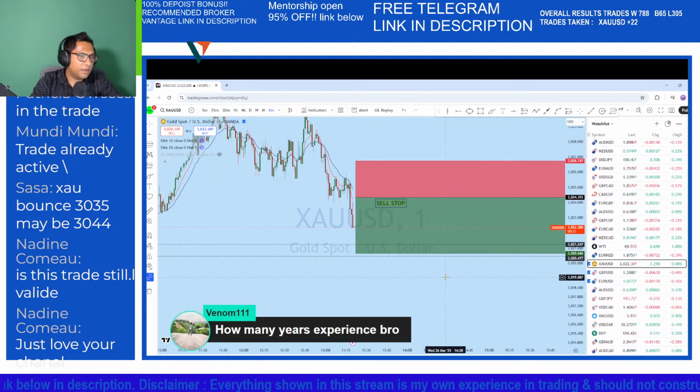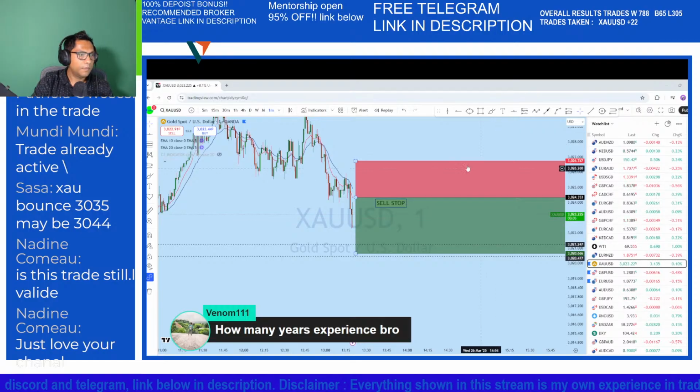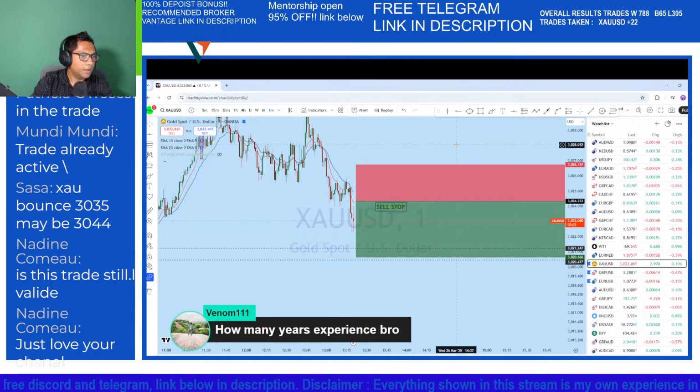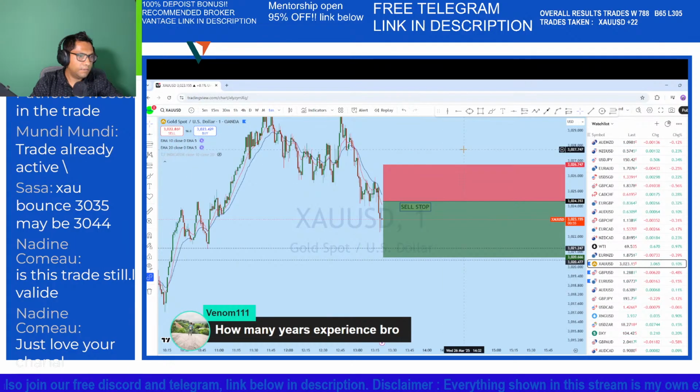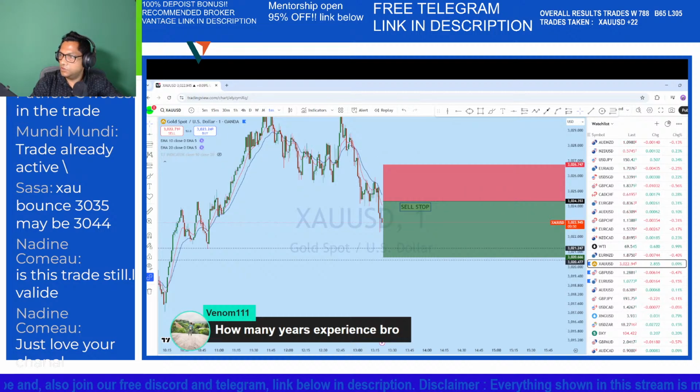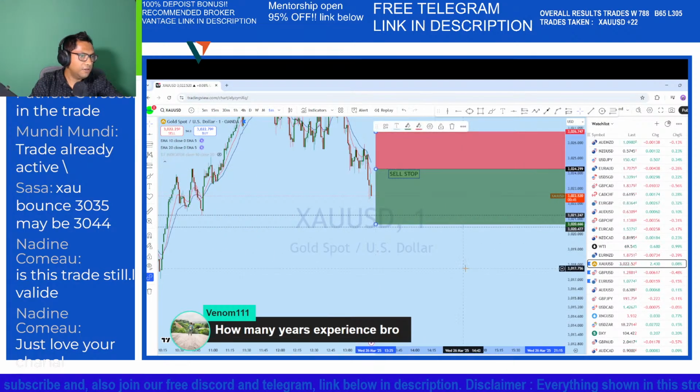which is pretty aggressive here. Now the formation of the doji, and yeah, so it's breaking in the opposite direction, so I'm still holding it.